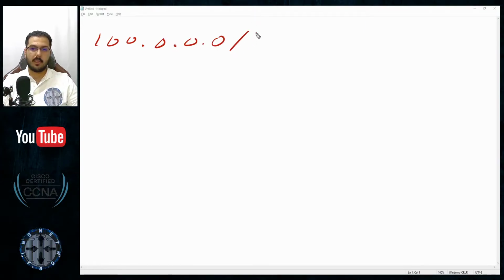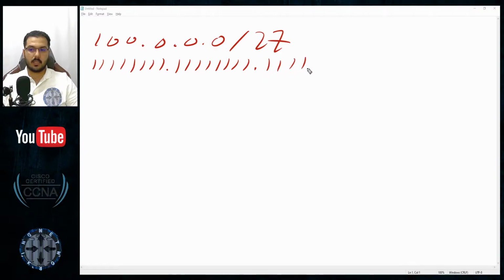Okay, so let's assume it's 100.0.0.0, and they just told me it's /27. That refers to 27 ones in the subnet mask. So 1, 2, 3, 4, 5, 6, 7, 8, 9, 10, 11, 12, 13, 14, 15, 16, 17, 18, 19, 20, 21, 22, 23, 24, 25, 26, 27 finally, and 28, 29, 30, 31, and 32. This results in 5 zeros in the end.